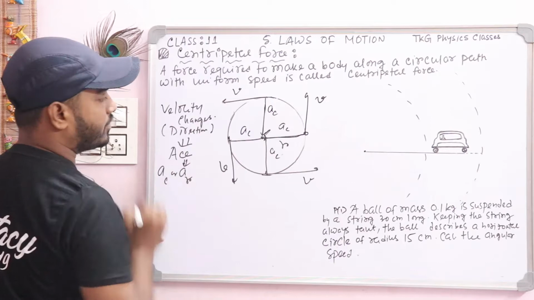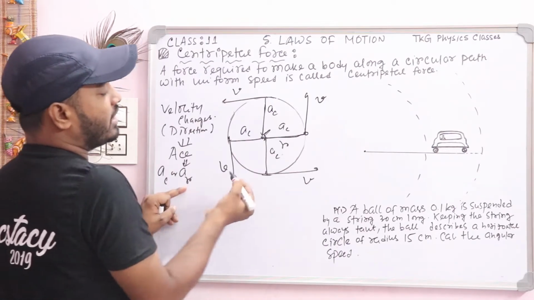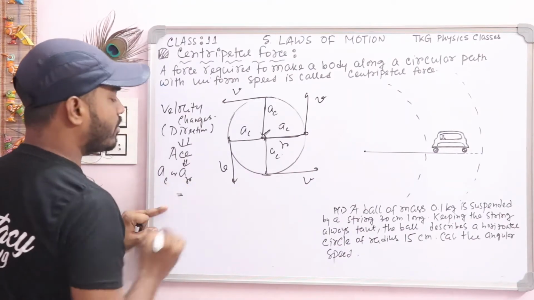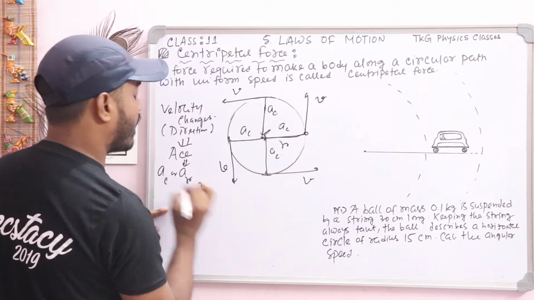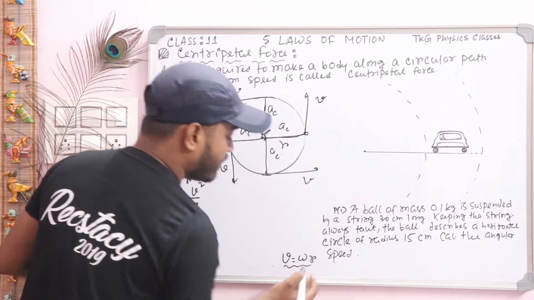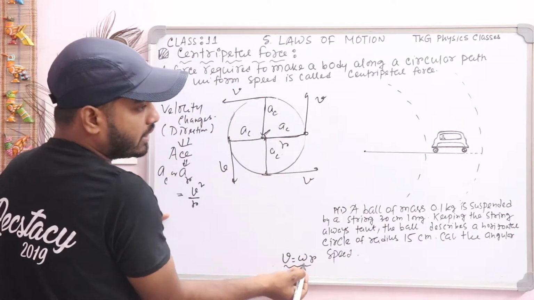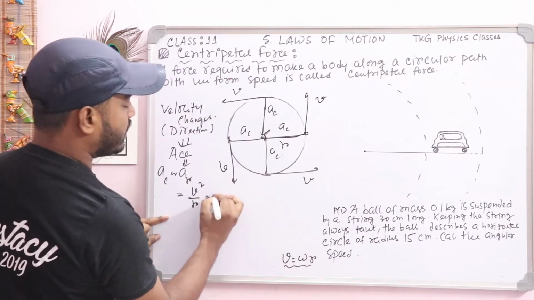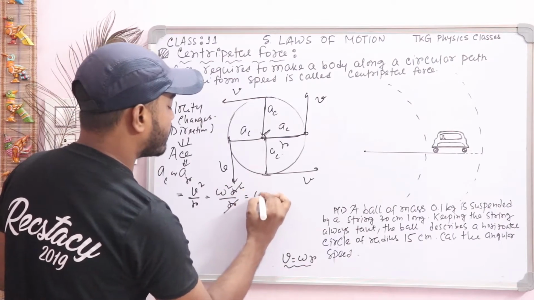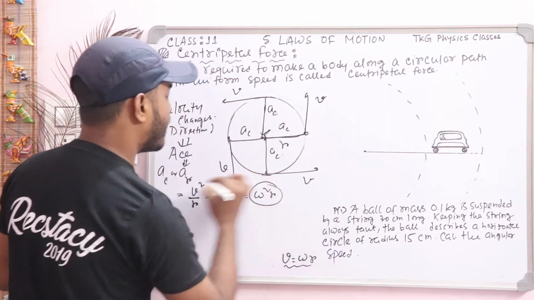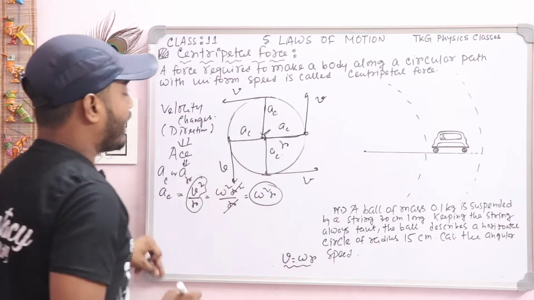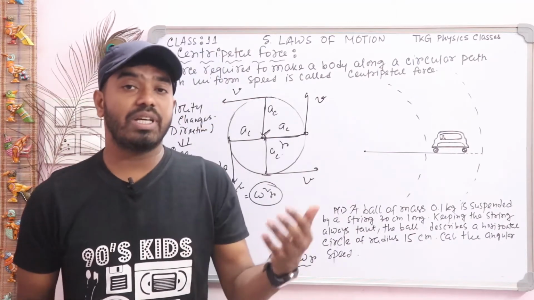This acceleration is named AC, or you can say AR. Why AR? AR means it is directed along the radius, that's why sometimes it is named AR. And what is the expression of this value? That is V squared upon R. Now you know the relation between V and omega: V equals omega into R. This is the relation between linear and angular velocity. Now use it here: V squared means omega squared R squared upon R. So one R cancels out, and the answer will be omega squared R. So omega squared R, or V squared by R, is the expression of AC, and AC is named the centripetal acceleration.